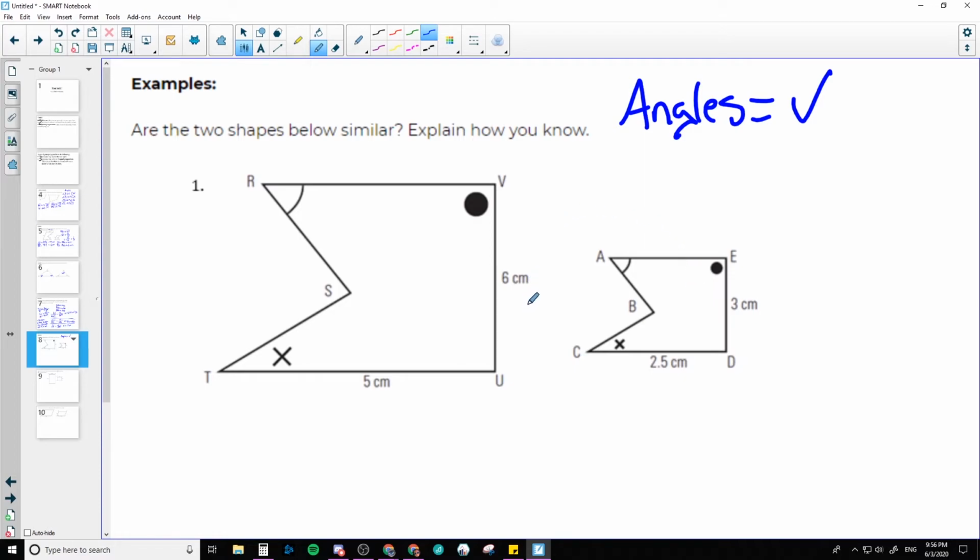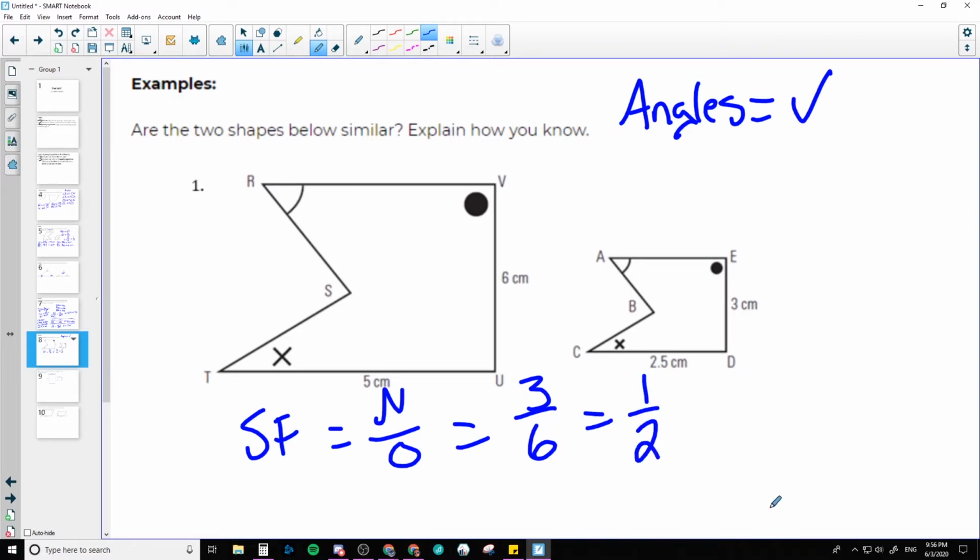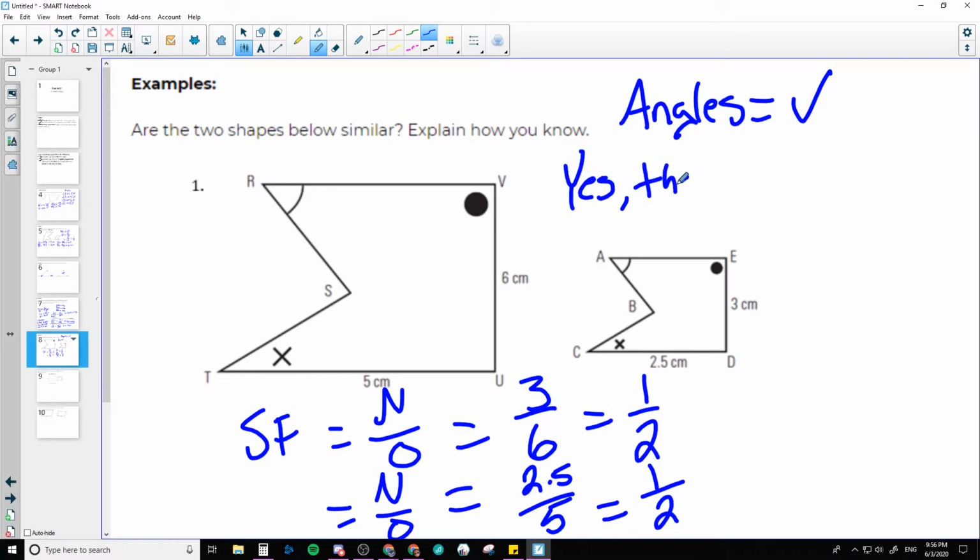So now we need to test with the sides. We have two pairs of sides here that we can test the scale factor for. So let's start with this one. Again, remember, scale factor is going to be new over the original. So it's going to be 3 over 6, which is 1 over 2. Now let's test it a second time using the other side. Going to be 2.5 divided by 5, which also simplifies to 1 over 2. So yes, these are similar.